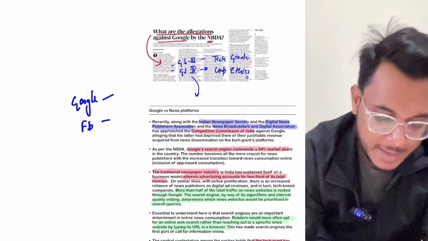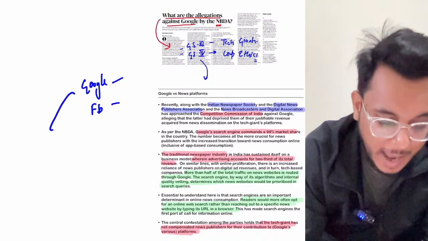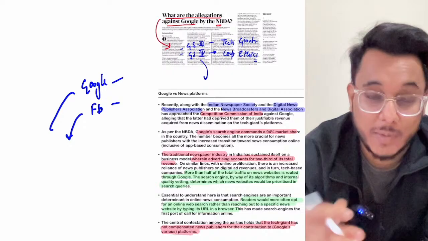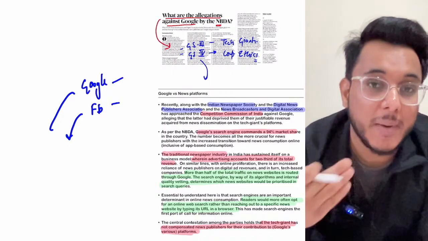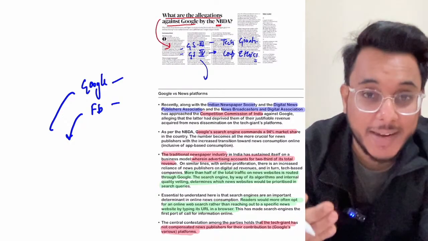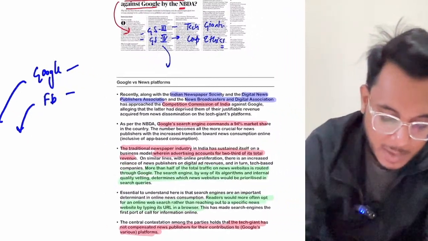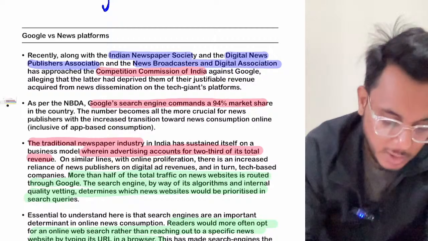What is the issue? Issue is that basically these search engines such as the Google and the social media sites such as the Facebook, their activities is leading to the decline in the revenues of the newspaper agencies, okay, basically newspaper agencies, broadcasting agencies. What happens? Basically, first of all, I'll tell you the context.